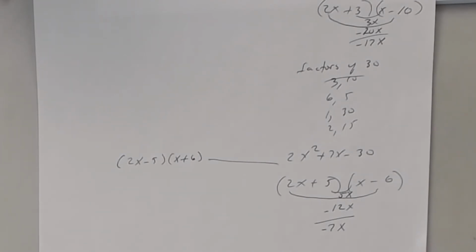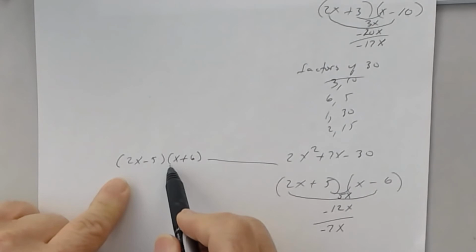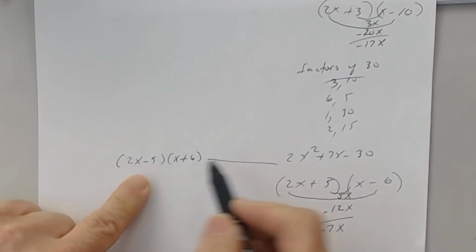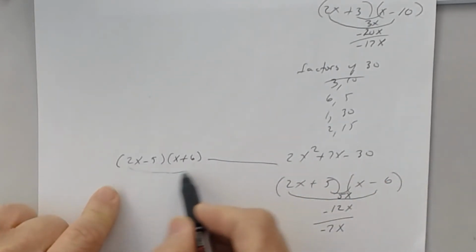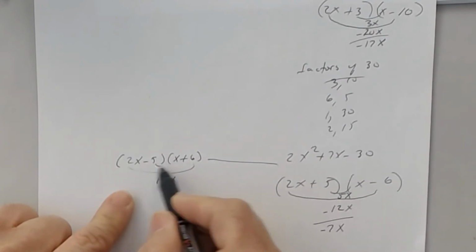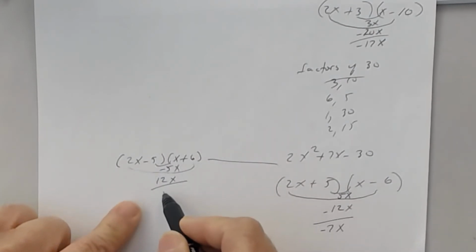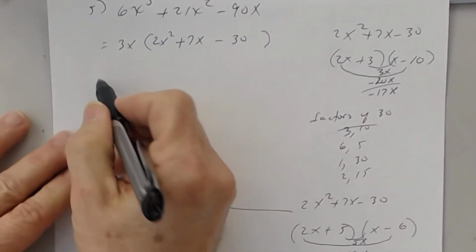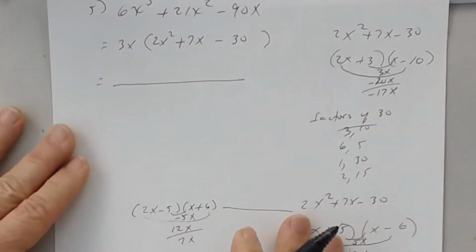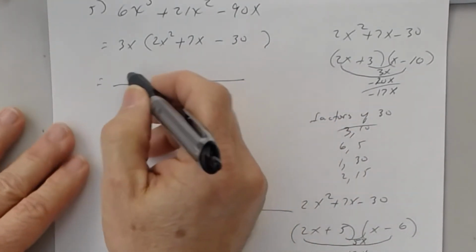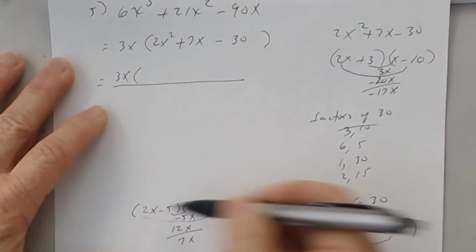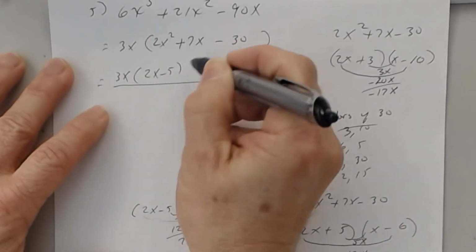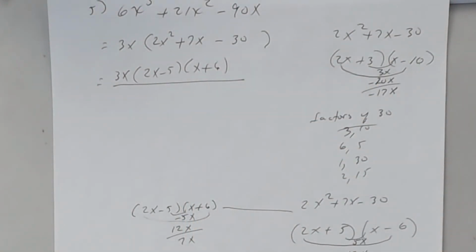Again, check. FOIL. You all know how to FOIL. 2x times x, 2x squared. Negative 5 times positive 6, negative 30. What's the outer this time? What's the inner? What do I get? 7x, which is what I wanted. So when I go and I write the answer, what's my factorization? Right, don't forget the 3x, the GCF, and then the two binomials. So 3x times 2x minus 5 times x plus 6.